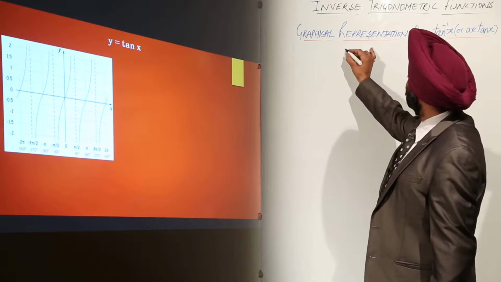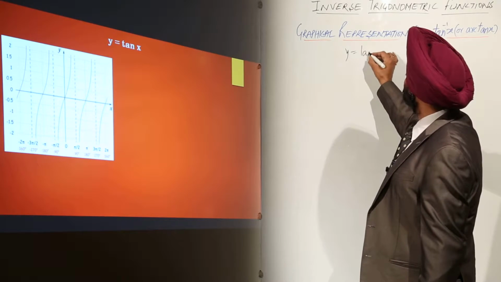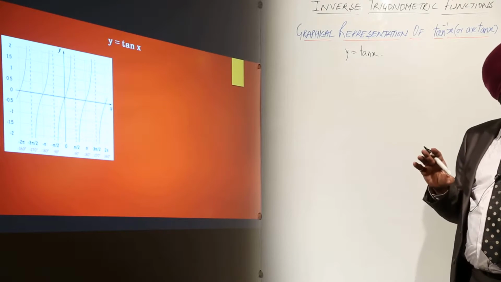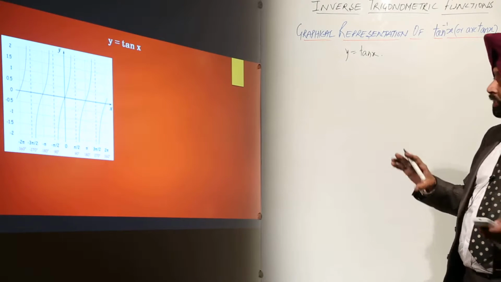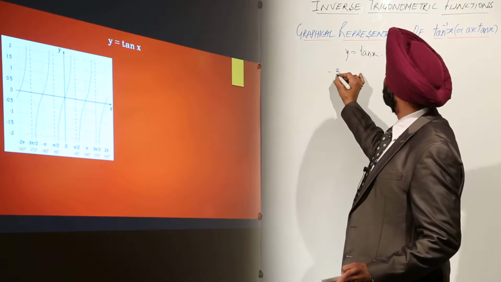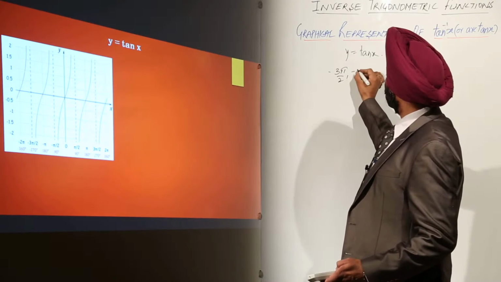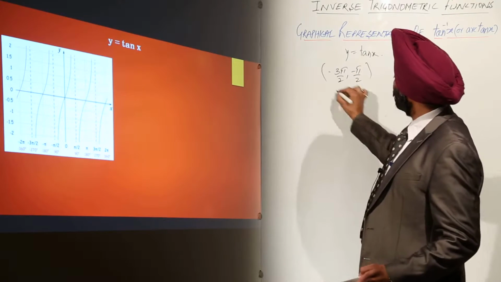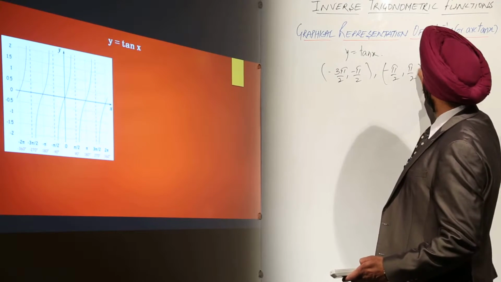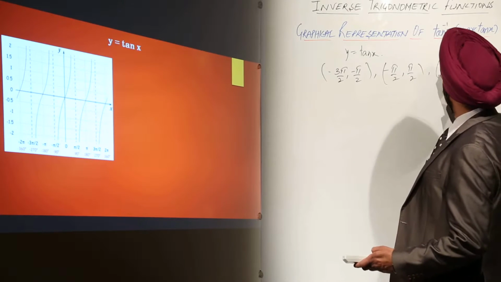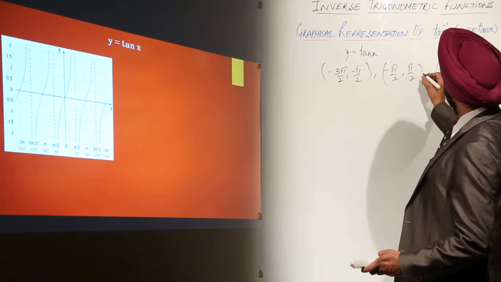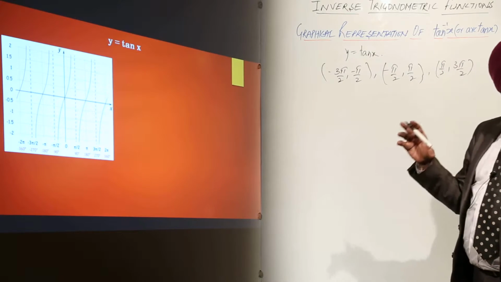Now in general, let us say y is equal to tan x, and again the values for which we have the domain and range should be equal. Now we are taking minus 3 pi by 2 to minus pi by 2 as one, then minus pi by 2 to pi by 2, and the third is pi by 2 to 3 pi by 2. Now here we have taken these with open intervals.